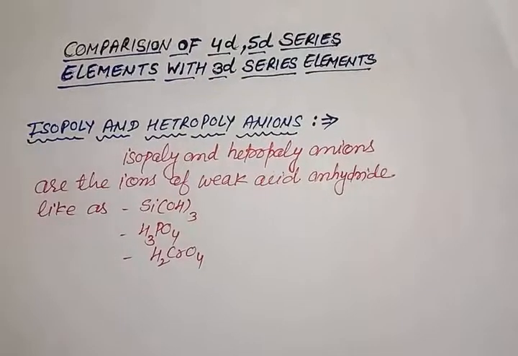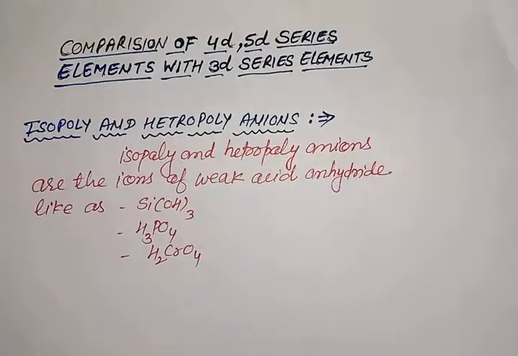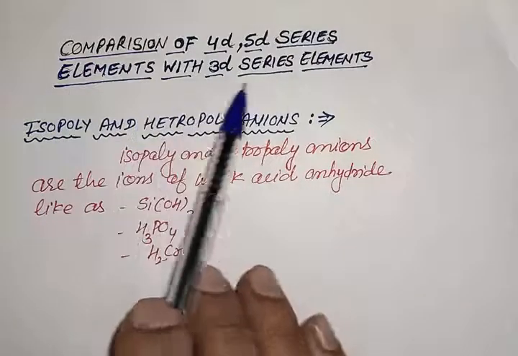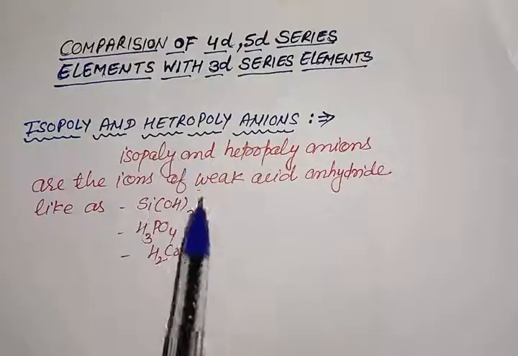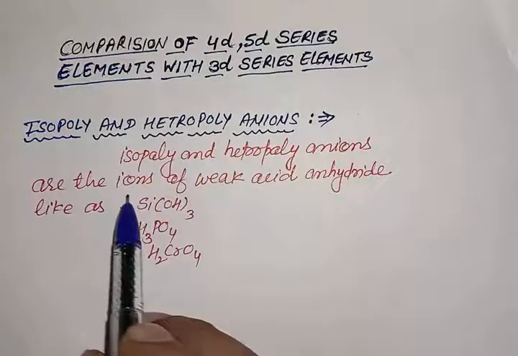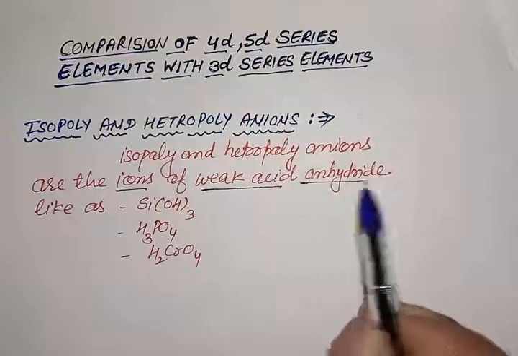Next topic is isopoly and heteropoly anions. We have studied the comparison of 4D and 5D series transition elements with 3D series transition elements. Isopoly and heteropoly anions are the ions of the weak acid anhydrides.